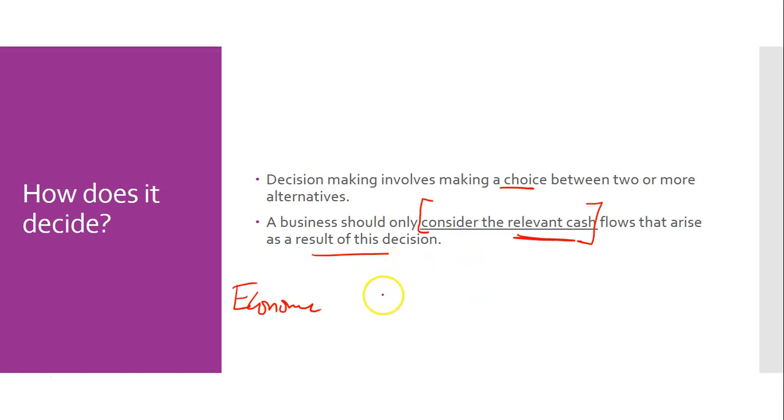But economists tell us that we should really be looking at these relevant cash flows, and you'll see what we mean by relevance in a second. We're also looking strictly at the future. So forget the past. Accountants would consider the past and add up all those costs. Economists are saying no, in order to make good short-term decisions, forget the past. Focus only on the future.